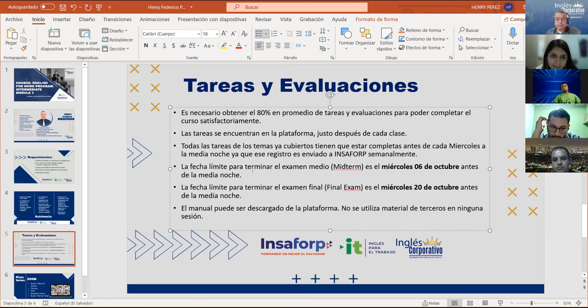La fecha límite para terminar el examen medio o middle term es el miércoles 6 de octubre antes de la medianoche. Okay, now, el midterm, hay un examen medio que se le llama midterm. That one you have to have finished by Wednesday, October 6th, antes de la medianoche, right? So, si quieren tomar nota de esta fecha, you can, porque ese sería el midterm exam, el examen medio, okay?